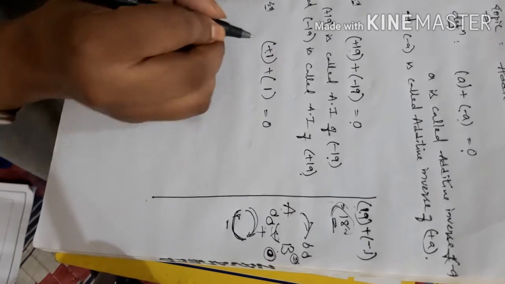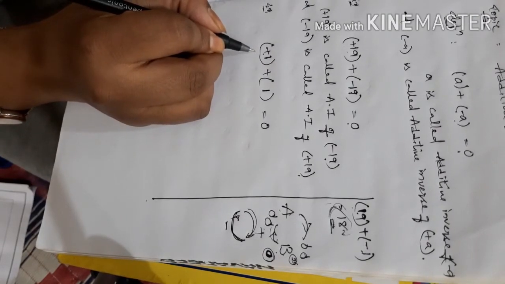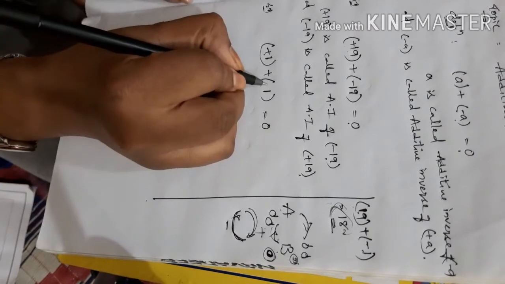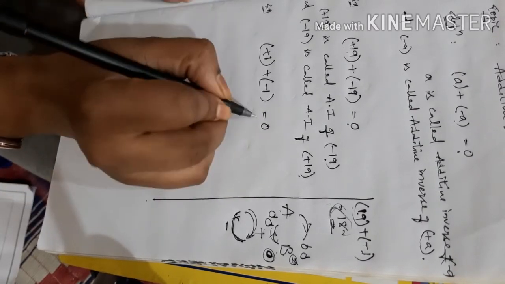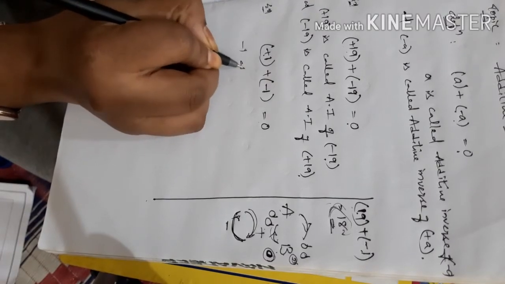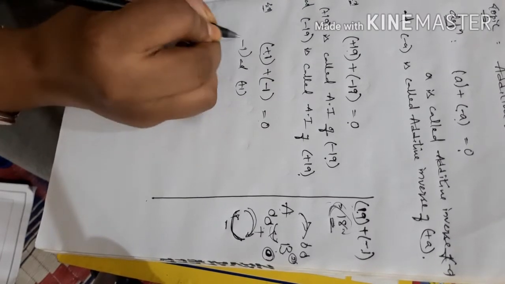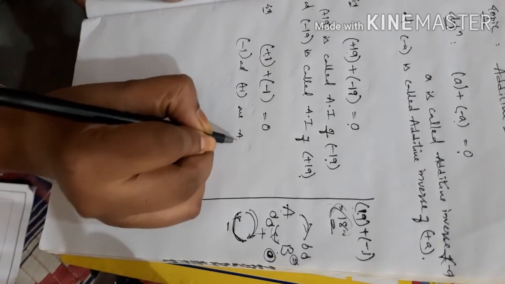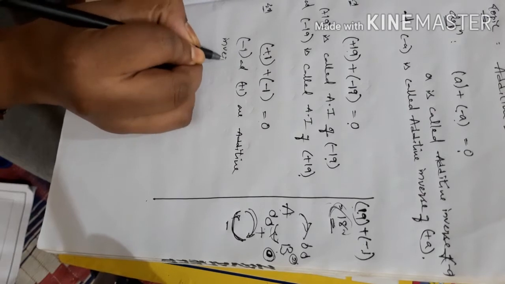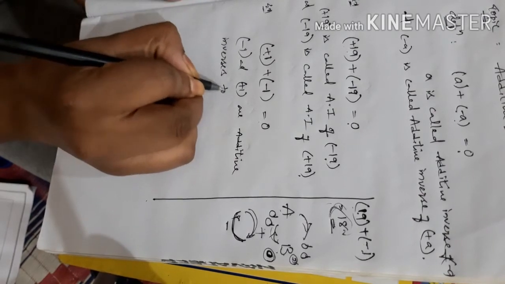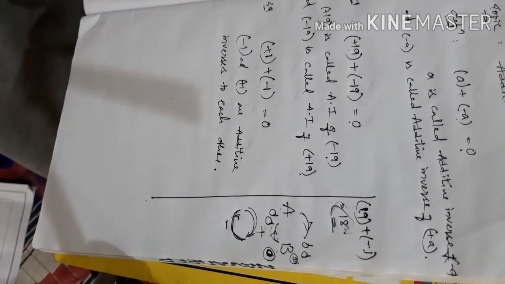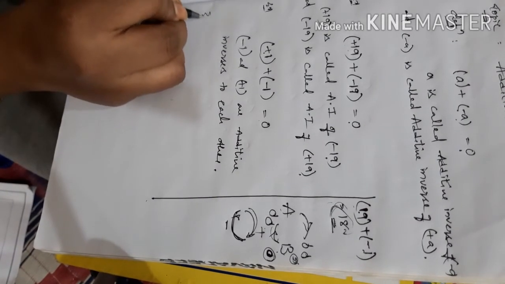Okay, now see here, plus 1 is there. Now I want to return it. I mean, if I add minus 1, then only I am going to get 0. So minus 1 and plus 1 are additive inverses to each other. Okay, and for example, a question will be there.